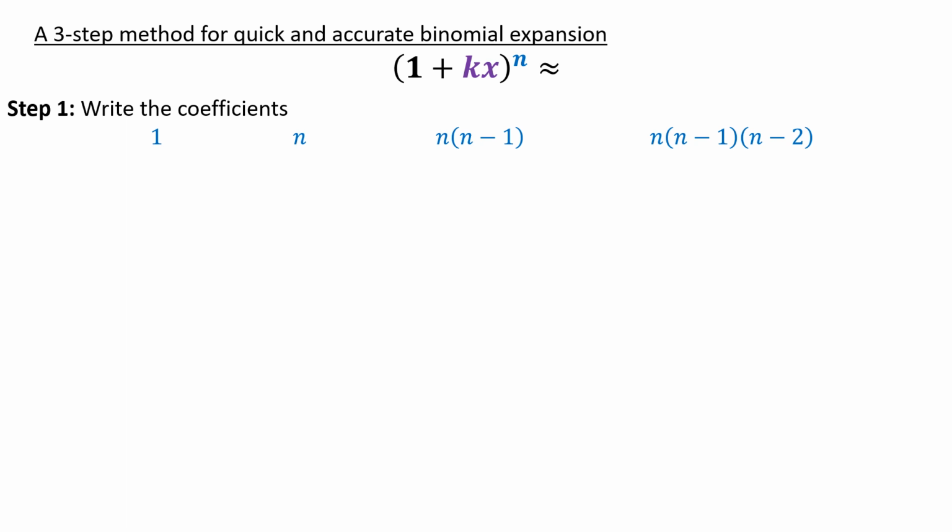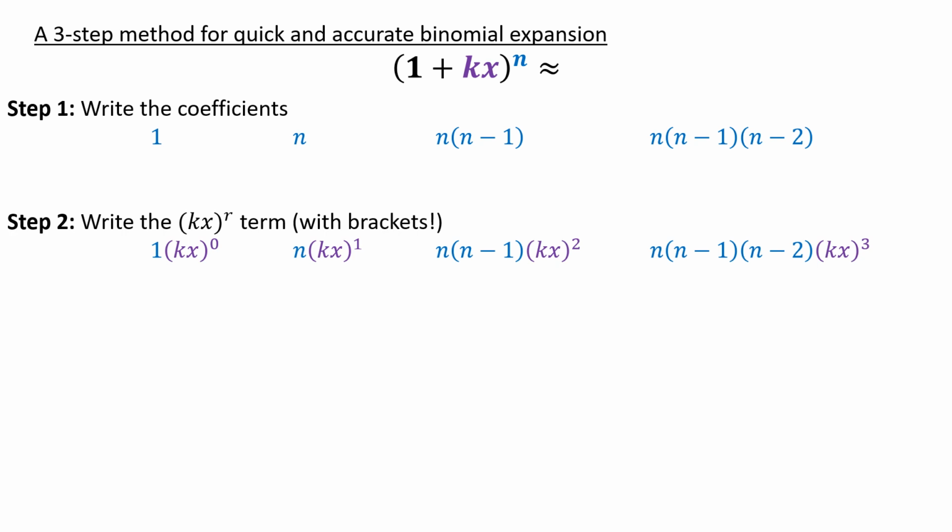The next step is the x terms, or the coefficients of x, or in this case the coefficients of kx, because you're likely to have something else in place of x when you're doing your binomial expansion. Don't forget to include the brackets, because when you're raising kx to the power of 2 or 3, it's really important that you raise the entire term kx to that power and not just the x bit. So for instance, (kx) squared is the same as k squared x squared, as long as you remember the brackets.